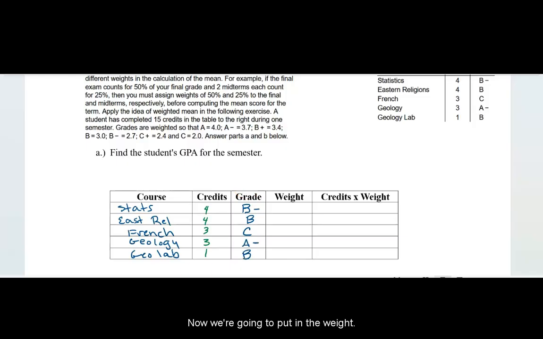Now, we're going to put in the weight. You're going to have to go back to this paragraph where it talks about the weight, a B minus. So I look back up here, and a B minus has a weight of 2.7. Again, just going up here to look at the chart. The weight of a B is 3.0. A C is a 2.0. A minus, let's look up there. A minus is 3.7. And then B, we already did that one, 3.0.